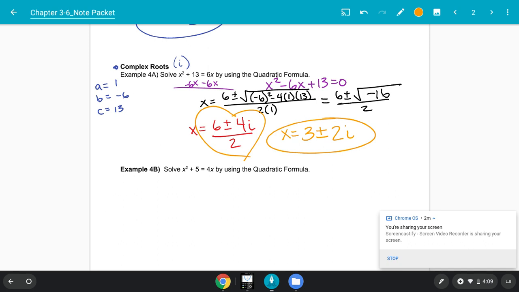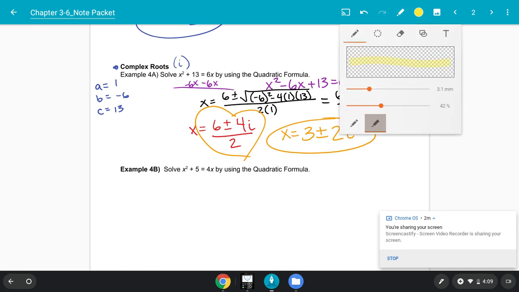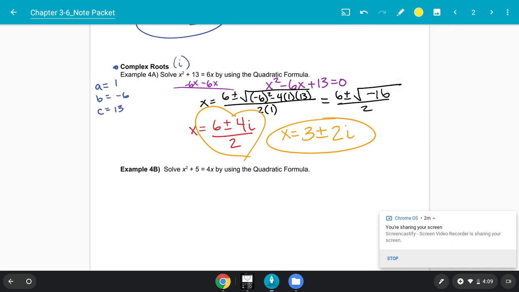Now, what made that i happen, you guys? Why did that i show up? Why did the i show up? The i showed up because we had a negative in the square root, or because the discriminant was negative. Okay, so let's work on this next one. Same thing happened in the next one.